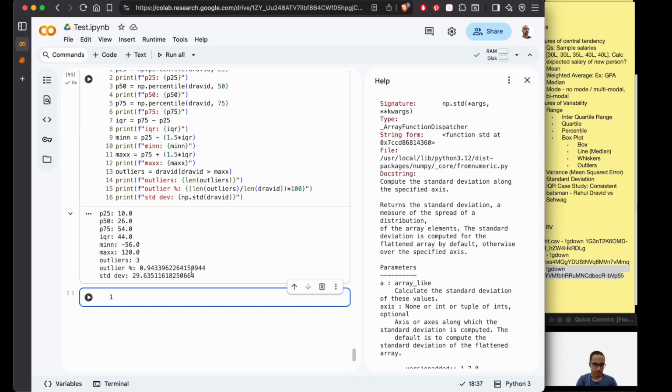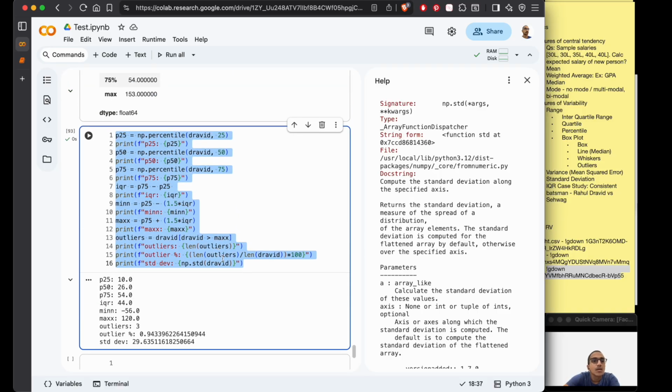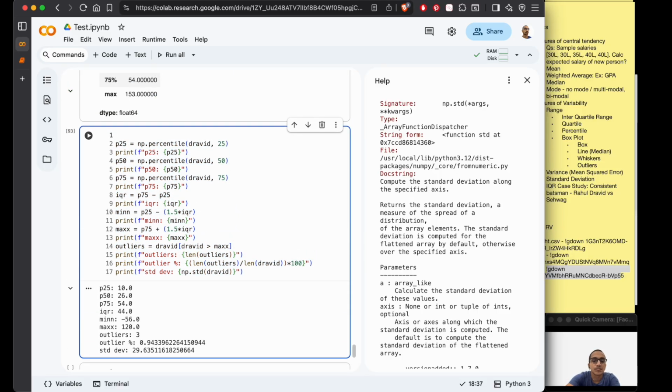Yeah. So as you can see here, let's do the same for Sehwag as well. Print Dravid.